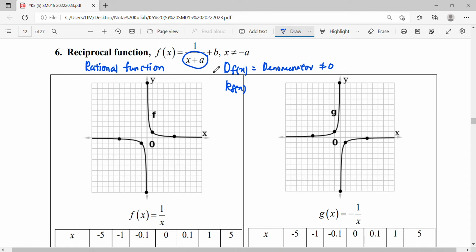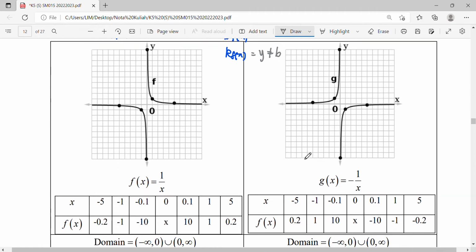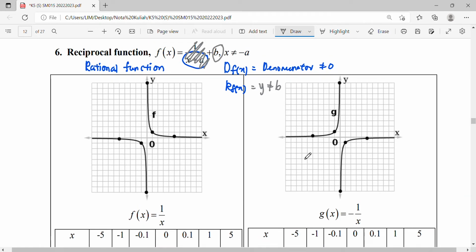For the range, we're going to close up the rational part. What value can we see outside? B. So your range here means Y cannot equal that value. So for a rational function, we're going to exclude the value of X, then exclude the value of Y. This value of X and Y will be your asymptote, where the graph doesn't occur at that line.